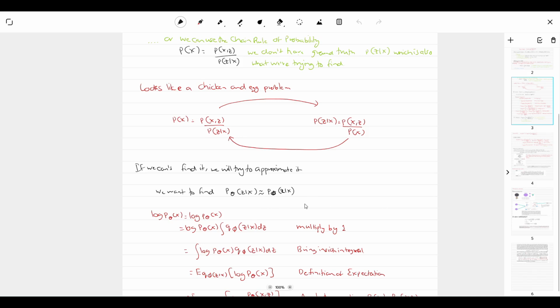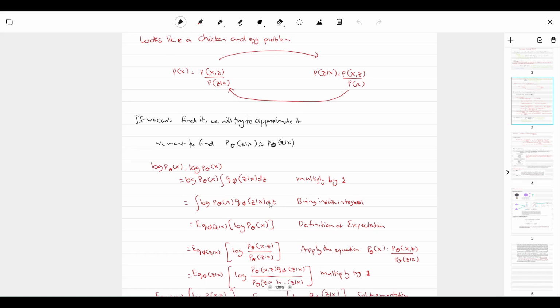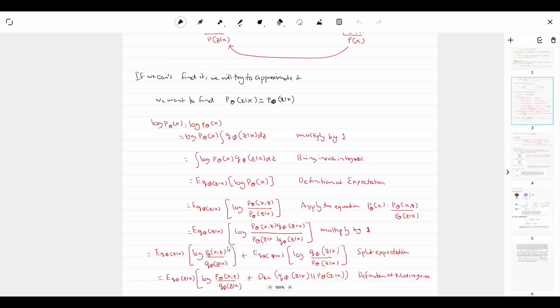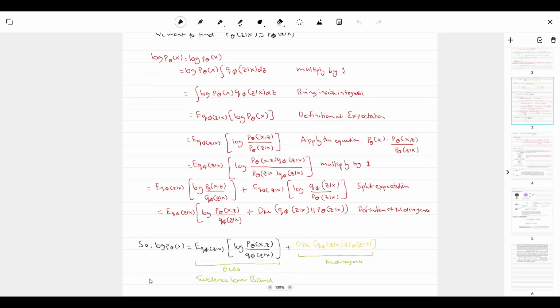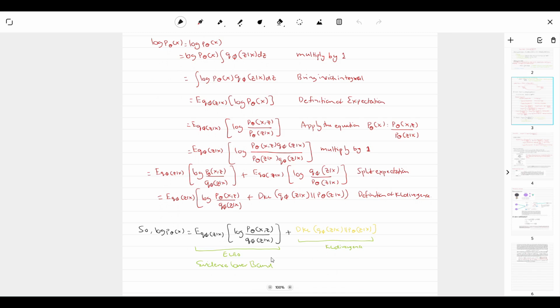Now we perform a clever bit of math to rewrite the logarithm of our likelihood, log p theta of x. This involves a sequence of transformations to isolate the term we can actually compute. The final derivation, using the definition of expectation and KL divergence, results in the following fundamental equation that we see at the end here. And this is a profound result.